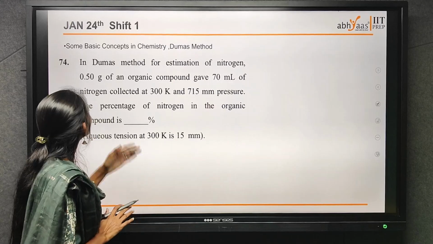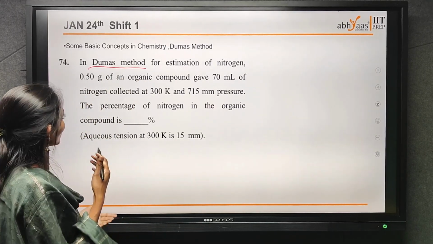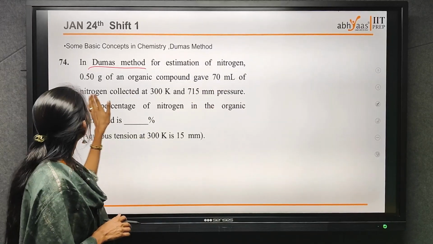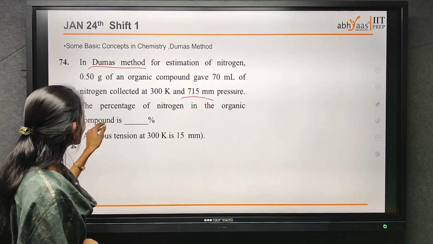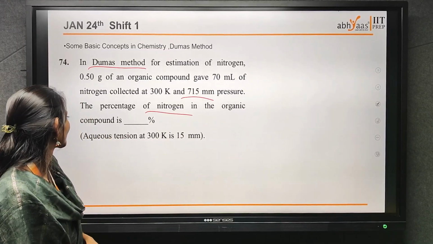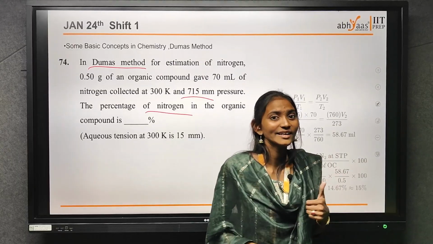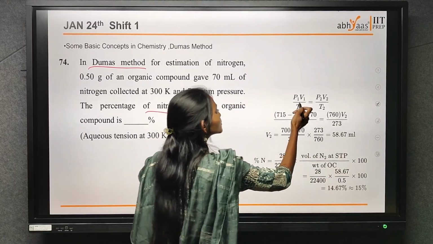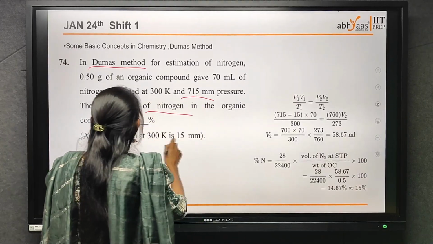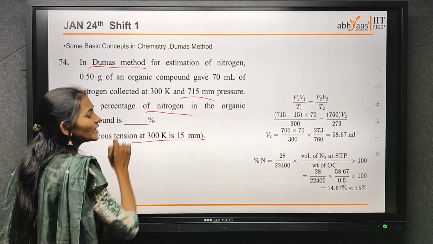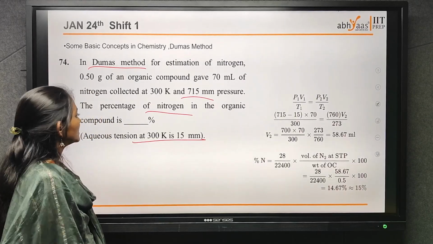So moving on to next question, Dumas method for estimation of nitrogen. 0.50 grams of an organic compound gave 70 ml of nitrogen collected at 300 kelvins, 715 mm pressure. The percentage of nitrogen in the organic compound they are asking, right? So Dumas method, and as well as we need to apply here ideal gas law, P1V1/T1 is equal to P2V2/T2, right? So here the aqueous tension is there. That means from given pressure you need to subtract 15. That means what is happening here, they have given 715.